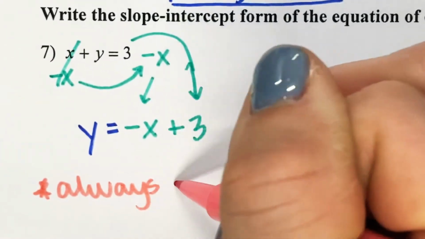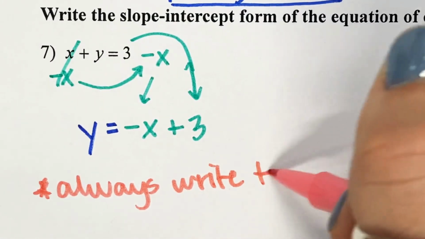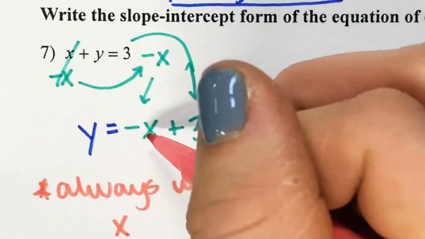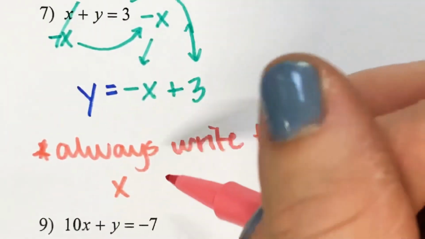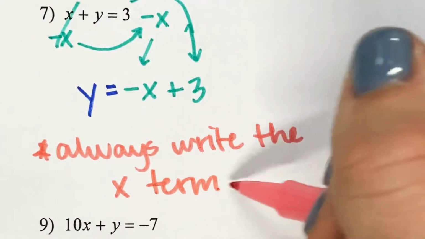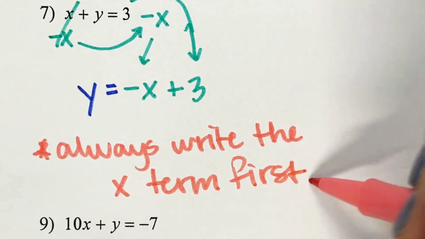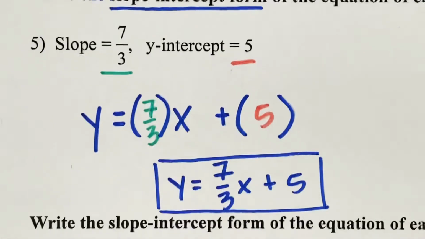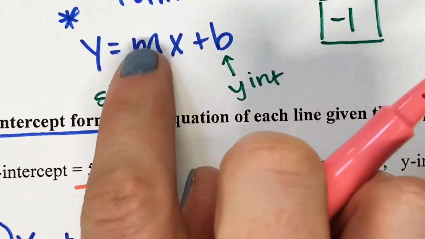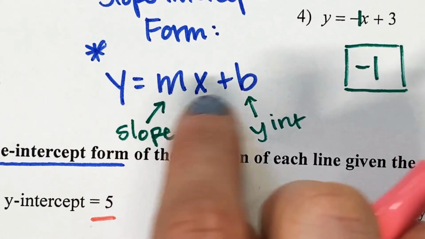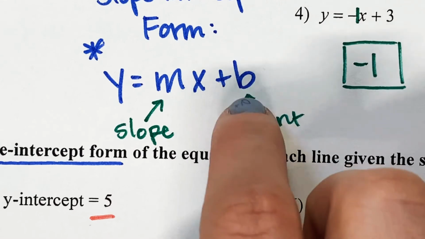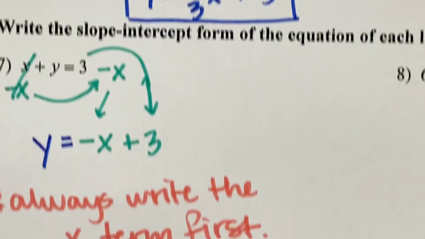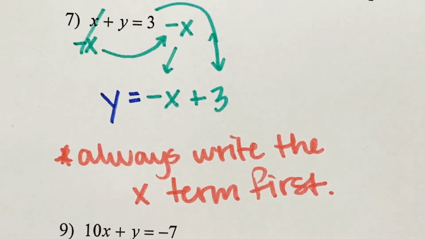Always write the x term first, so this time it was negative x first. Okay, because that's how it wants it in our equation, right? So look back up here. It always wants the term with our x to come before the term that's just a constant, just a number. Okay, so we got that. We wrote down that note.